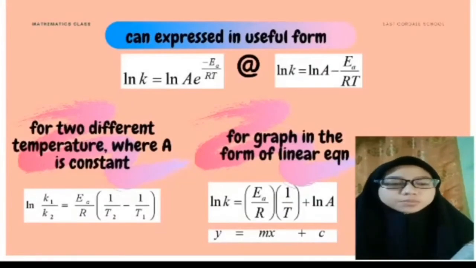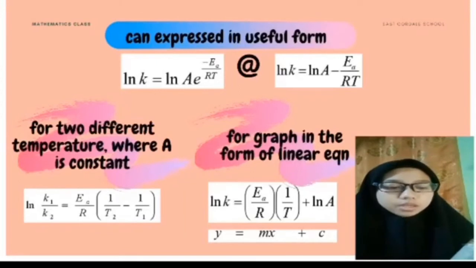The Arrhenius equation can also be expressed in a more useful form by taking the natural logarithm of both sides. There are two useful forms. First, ln k equals ln of A e to the power of negative Ea over RT, or ln k equals ln A minus Ea over RT. At two different temperatures, where A is constant, the Arrhenius equation can be written as ln k1 over k2 equals Ea over R, and in the bracket is 1 over T2 minus 1 over T1.